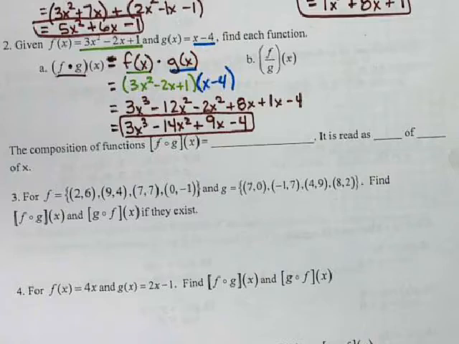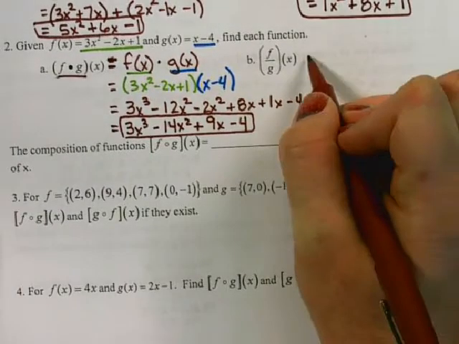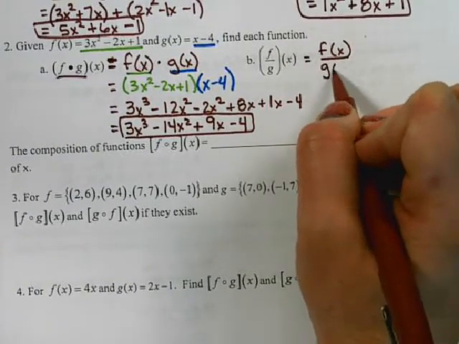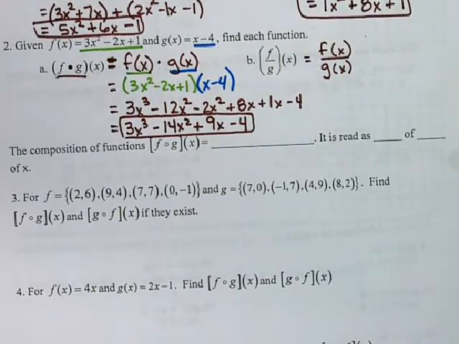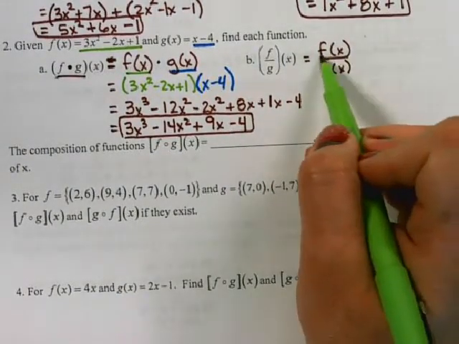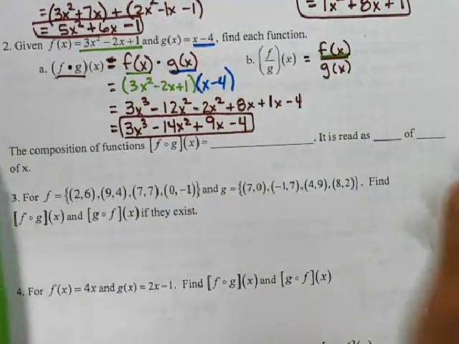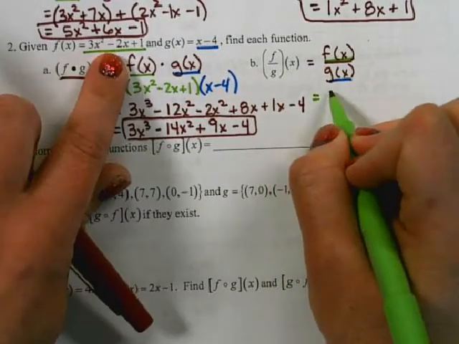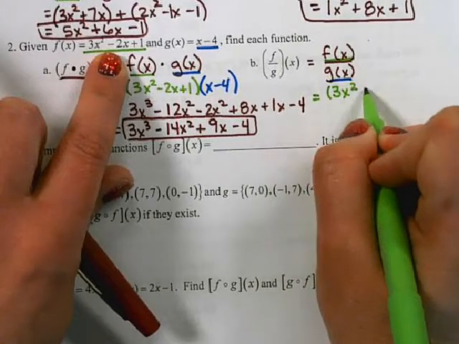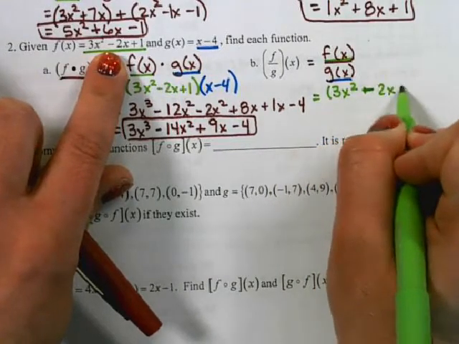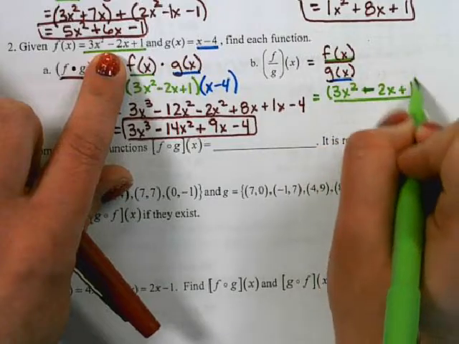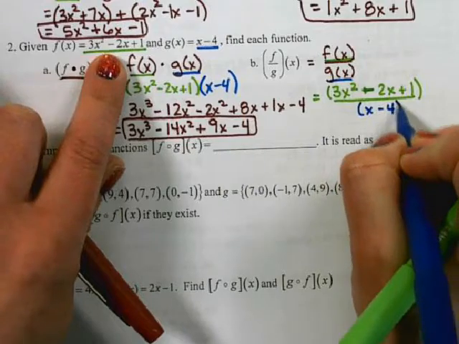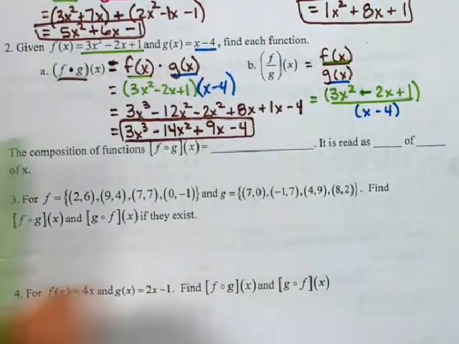Okay, then letter B says take f divided by g of x. This one is my favorite. I hope it's your favorite too. So again, I'm going to replace my f function with what it equals, my g function with what it equals. So my f function is 3x squared minus 2x plus 1, and my g function is x minus 4. That's it.